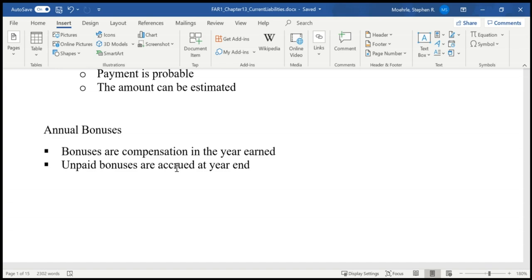Typically, many companies pay the bonus early in the next year because many times the bonus is based on some measure that can only be made at the end of the year. For example, you might be a manager with a bonus contract that says if total sales at year end are X, your bonus is this amount. Well, we're only going to know that amount when the year ends. So that bonus will be accrued at year end and then paid to you next year.